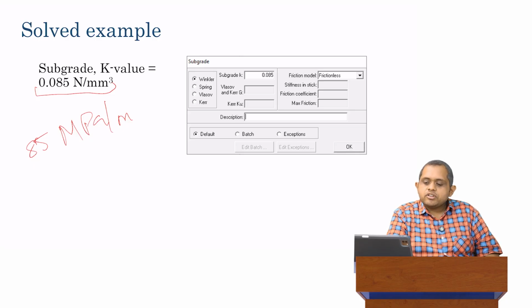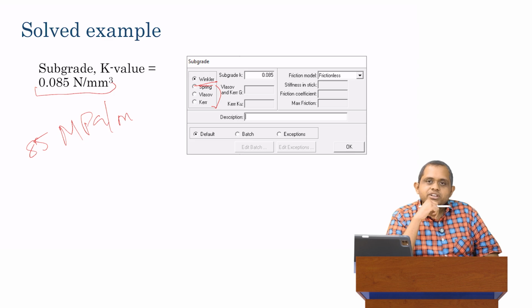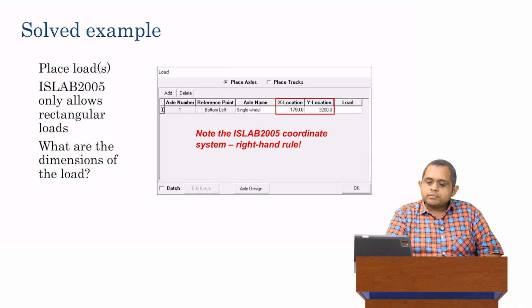Basically, in the subgrade tab, we select Winkler foundation. There are other types, Spring, Vlasov, Kerr. They are not generally used anymore. Generally, as a standard in pavement engineering today, we just use a Winkler foundation. So we select Winkler foundation and only one input is required, which is the subgrade K, and that is 0.085 Newton per cubic millimeter. So put that value in.